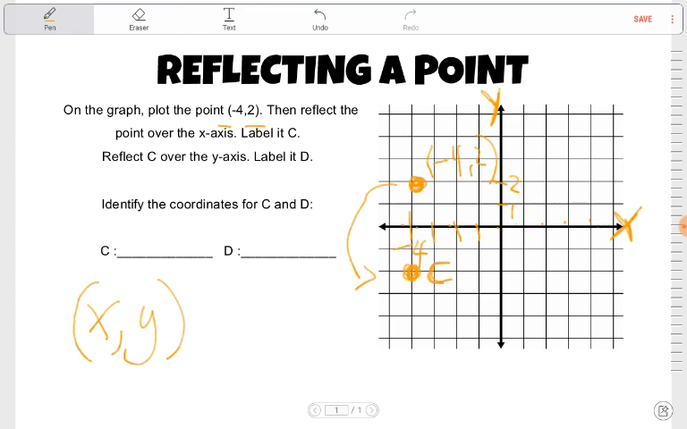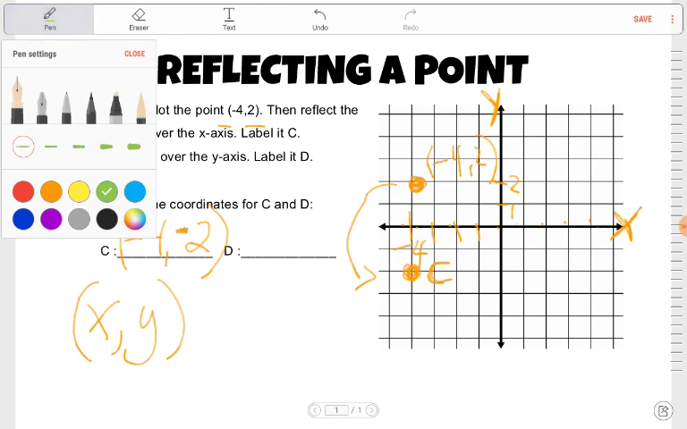And right now, let's find the coordinates. So my x didn't change. It's still -4, but my y now, instead of +2, is -2. So my new coordinates are -4, -2. Let's do the next one in another color.